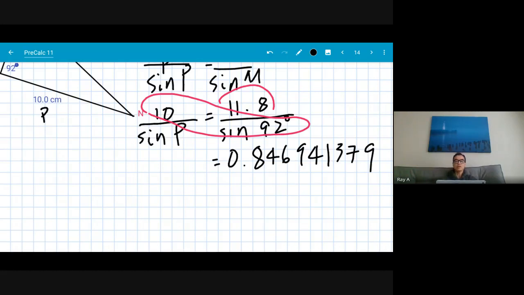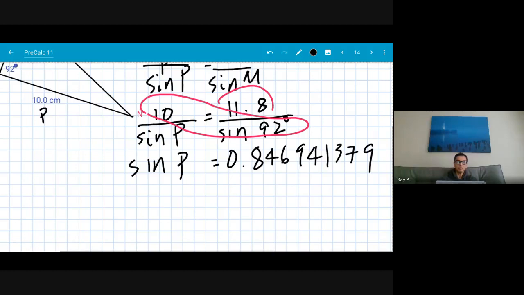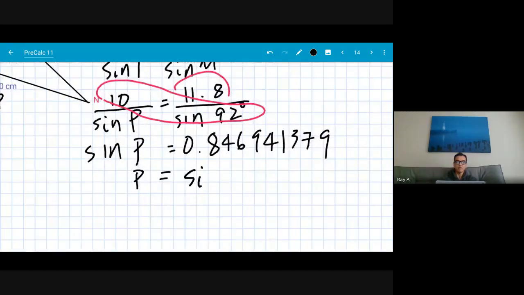Now I will caution you. The usual mistake that kids would do is they will say P is equal to that number, and then it falls apart. Why? Because the value that you got is not P, it's sine P. Remember, what's under the 10 is sine P, not just P. So how do I get P? What you need to do is the sine inverse. P is equal to the sine inverse of that number.